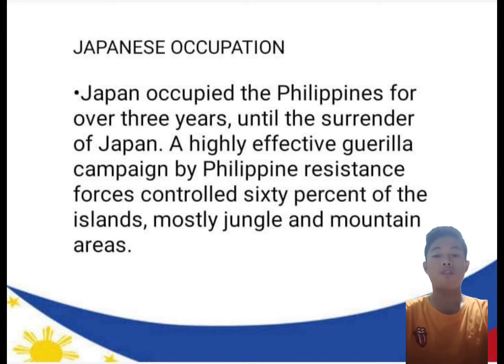Japanese occupation. The Japanese occupied the Philippines for over 3 years until Japan surrendered. A highly effective guerrilla campaign by Philippine resistance forces controlled 60% of the islands, mostly jungle and mountainous areas. MacArthur supplied them by submarine and others sent reinforcements and officers.